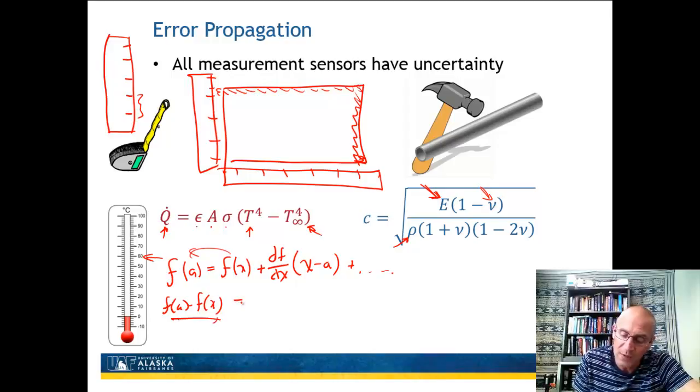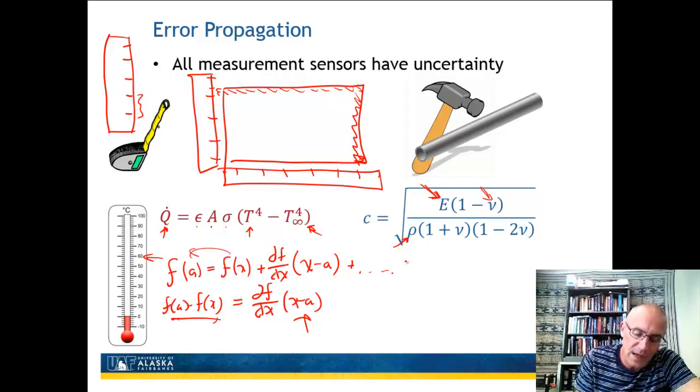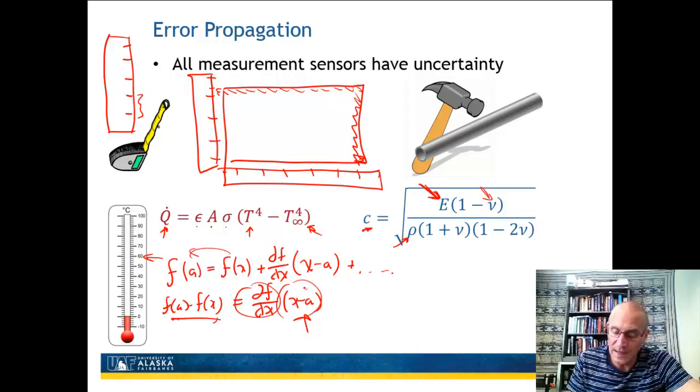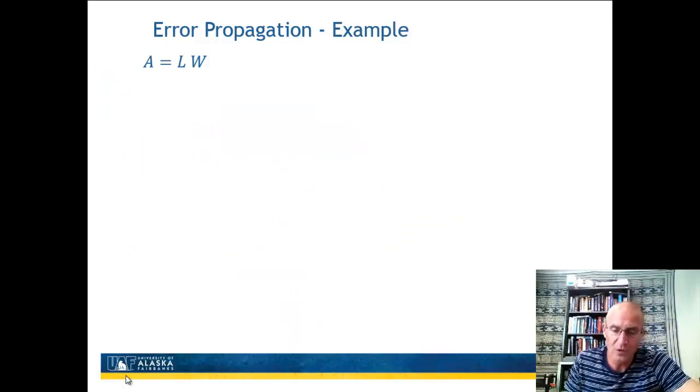The uncertainty in my function is going to be equal to dF/dx times (X minus A), which is now the uncertainty in my measuring device. So, for example, looking at my equations over here, at the speed of sound, I would want to know the uncertainty in C due to my uncertainty in, for example, E. I'm going to take the derivative of C with respect to E, that's this term right over here, times the uncertainty in E, and that's going to give me my uncertainty in the value of C.